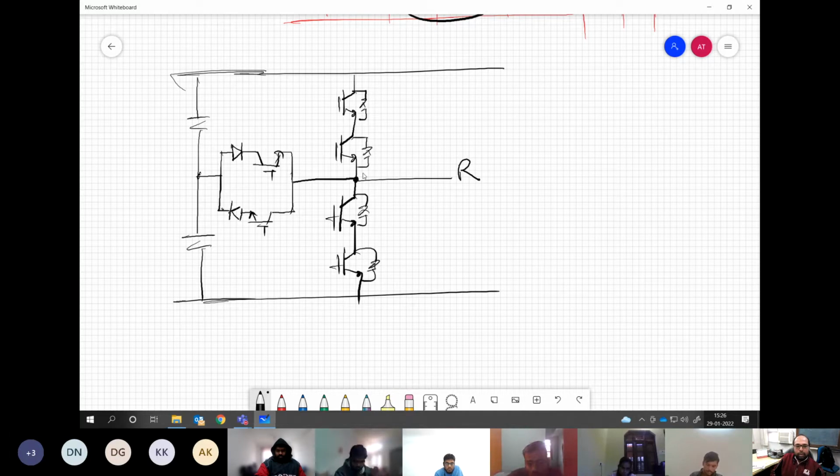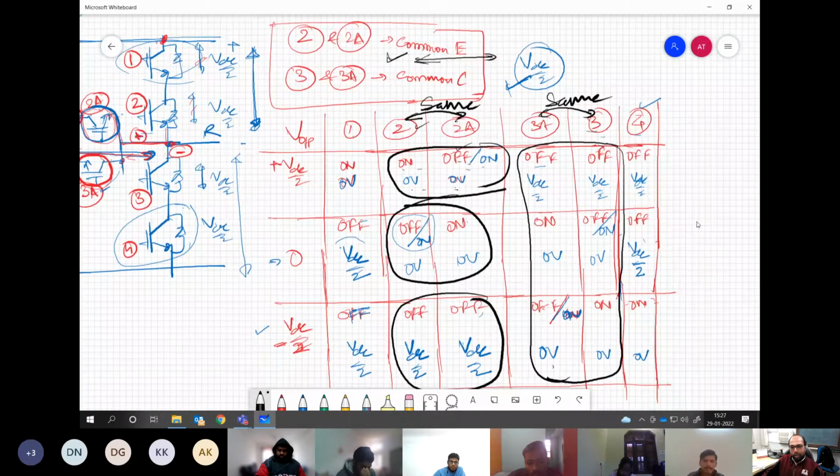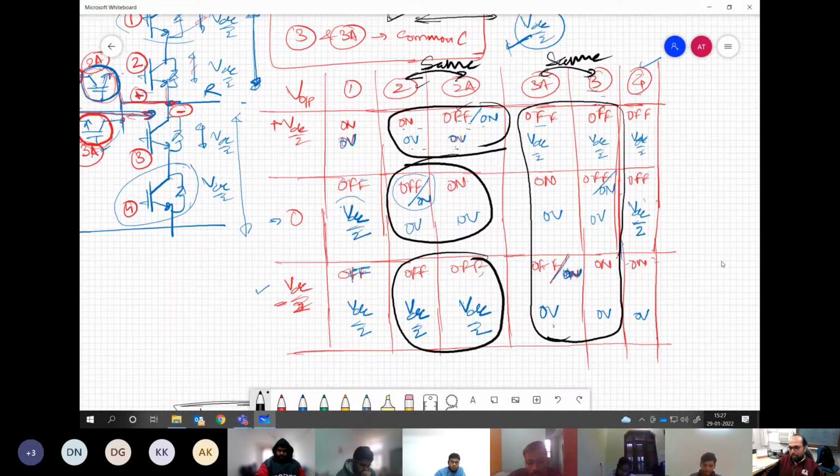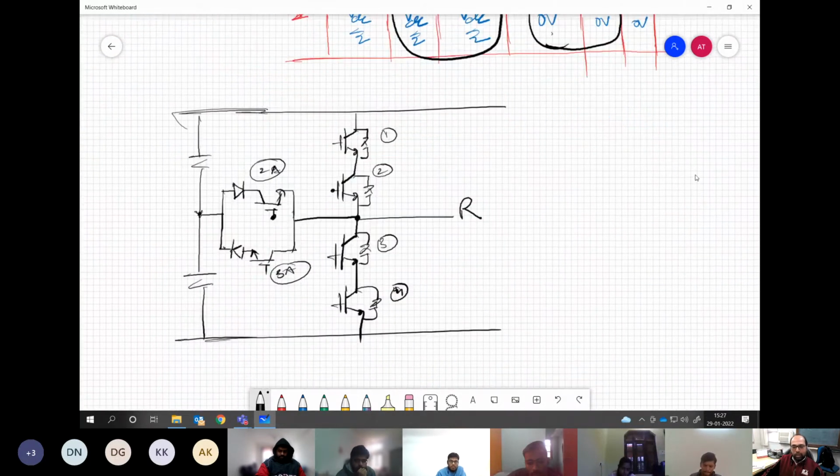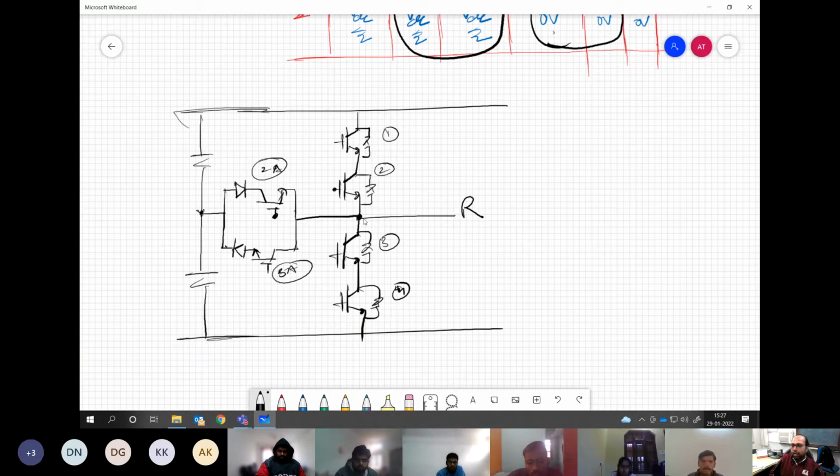Okay, what we are saying is that we are giving the same gating signal to 2 and 2A. And what we are observing from the table is that the drop across these devices is also the same, and one terminal is actually common. So when the voltage at one terminal is already the same, the other terminal is also going at the same voltage every time.